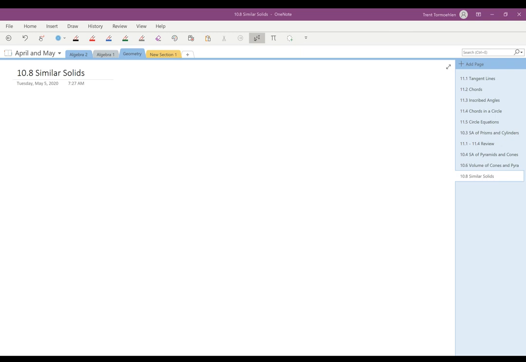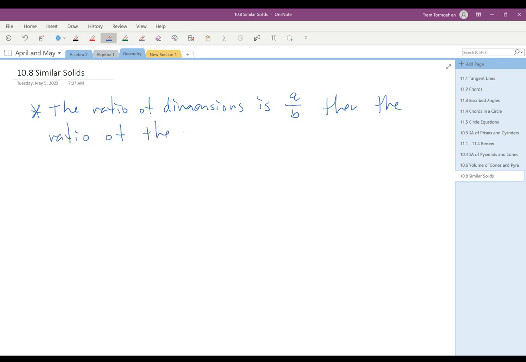Okay, so 10.8 talks about similar solids. If you remember, we talked about similar figures with area before, and so this is going to be very similar to that. On similar figures, we learned that if the ratio of dimensions or sides is A over B, then the ratio of the areas is A squared over B squared.